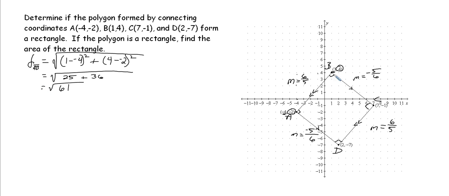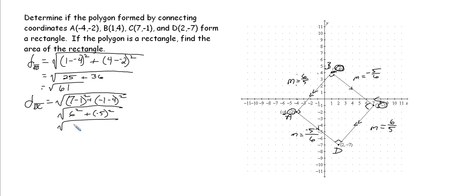And the distance of the other side, this is distance from segment BC, is the square root of the x-coordinates, 7 minus 1, squared, plus the y-coordinates, -1 minus 4, squared. That gives us 6 squared plus -5 squared, which is 36 plus 25. And again, we have the square root of 61 is the distance of that side.